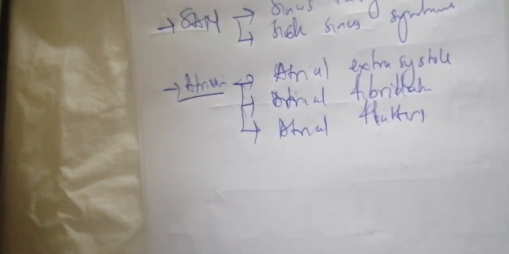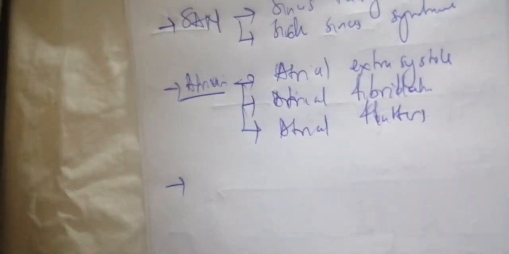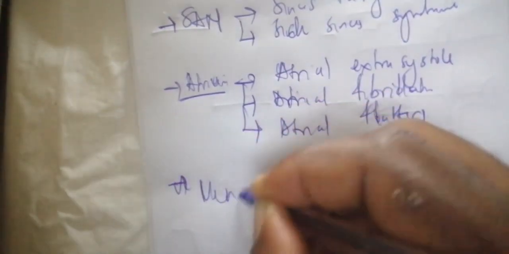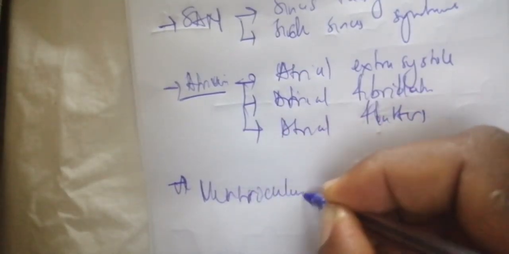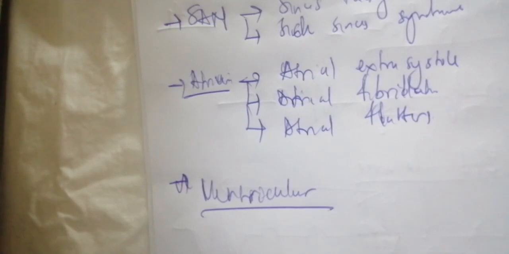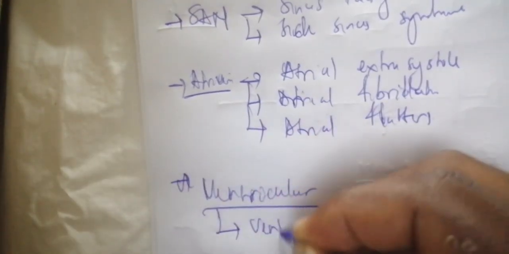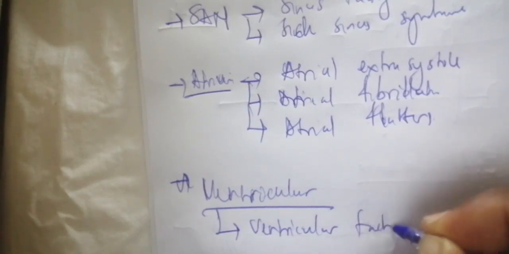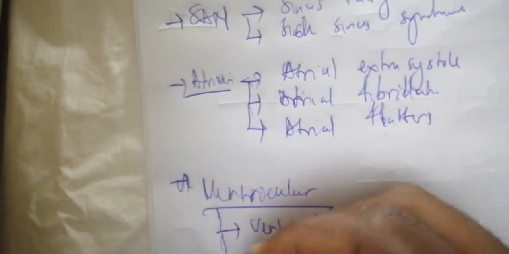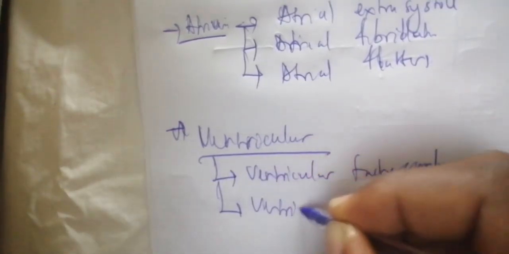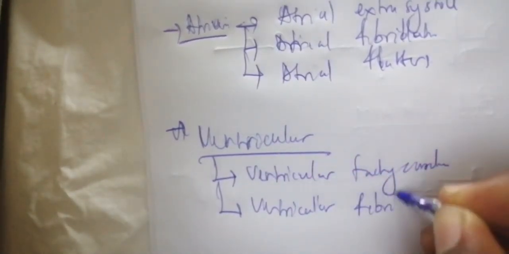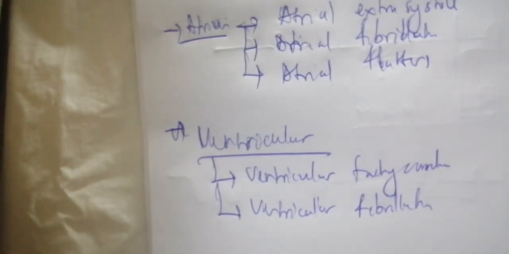Now, after those, the next tachyarrhythmia is going to be coming from the ventricular arrhythmias. Inside the ventricular arrhythmias, you can have ventricular tachycardia. Is it clear? Then the next point, you have ventricular fibrillation. Generally, those are the ventricular arrhythmias that you can visualize. So let's start now with the ECG interpretation of supraventricular arrhythmias.